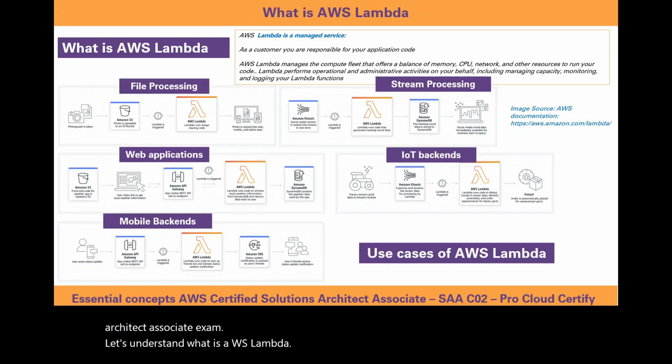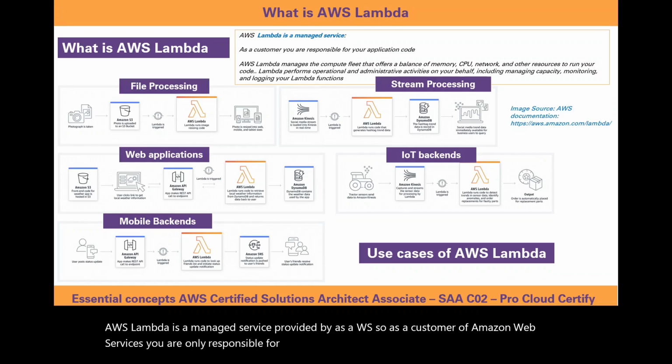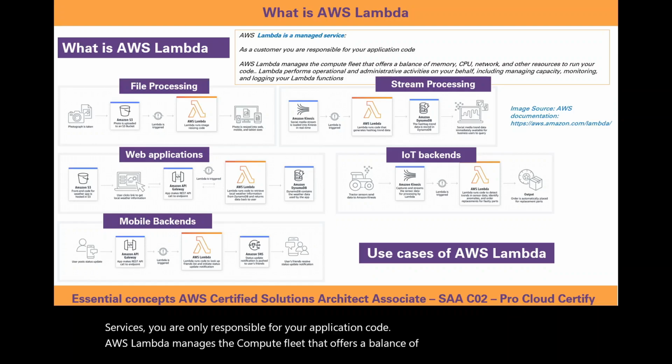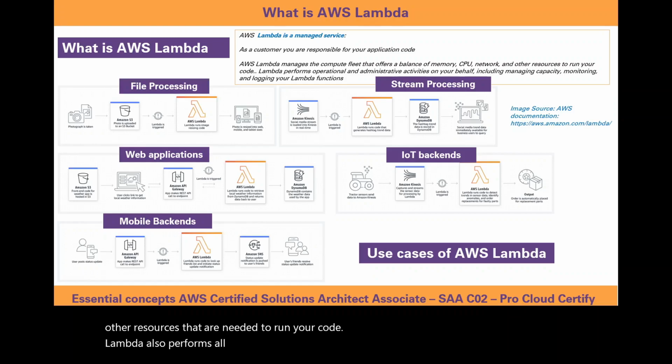AWS Lambda is a managed service provided by AWS. So as a customer of Amazon Web Services, you are only responsible for your application code. AWS Lambda manages the compute fleet that offers a balance of memory, CPU, network, and other resources that are needed to run your code. Lambda also performs all the operational and administrative activities on your behalf, which include managing capacity, monitoring, and logging your Lambda functions.